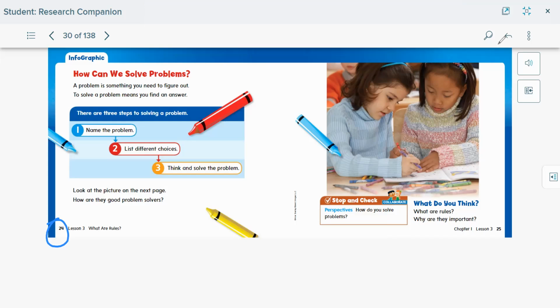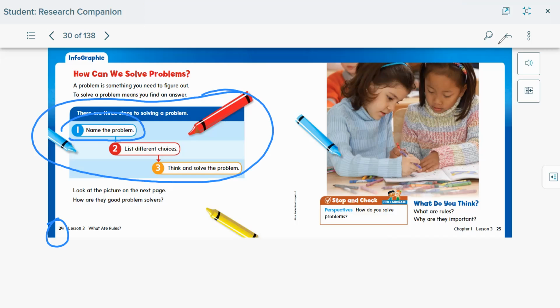All right, we're on page 24. How can we solve problems? A problem is something you need to figure out. To solve a problem means you find an answer. There are 3 steps to solving a problem. The first step is naming the problem. The second step is listing different choices. And the third step is think and solve the problem.